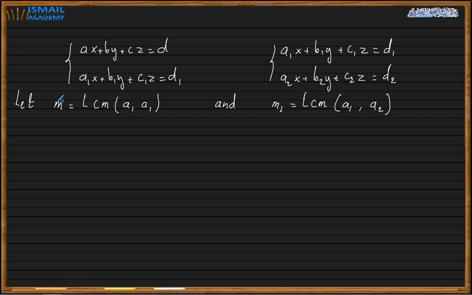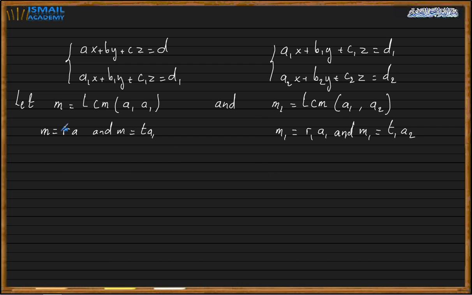So we know that the LCM is the least multiple, which means that M can be equal to a number times A, and M can be equal to another number times A1. And the same thing here, so M1 is the LCM of A1 and A2, so it can be equal to another number times A1, or M1 equal another number times A2. This is AND, so I need to use AND here. So this is the idea about the LCM.